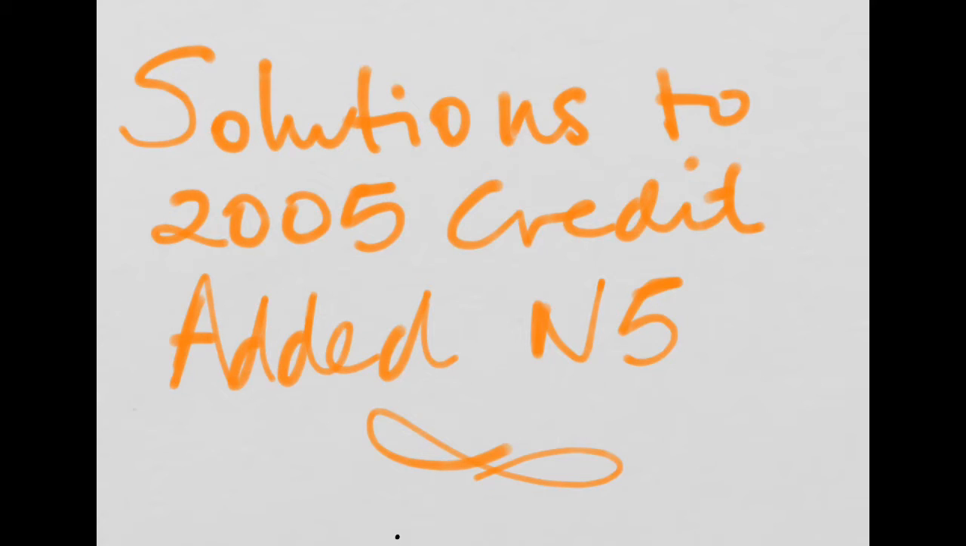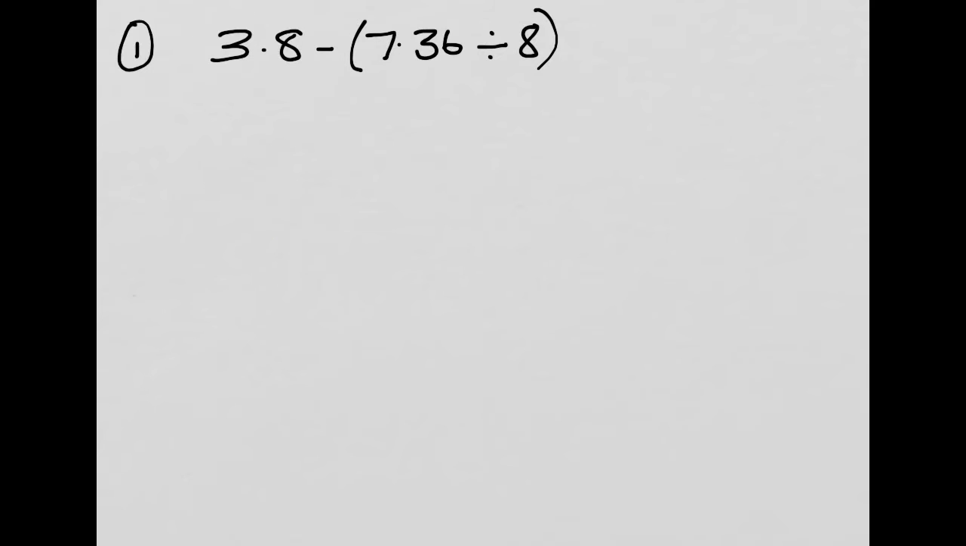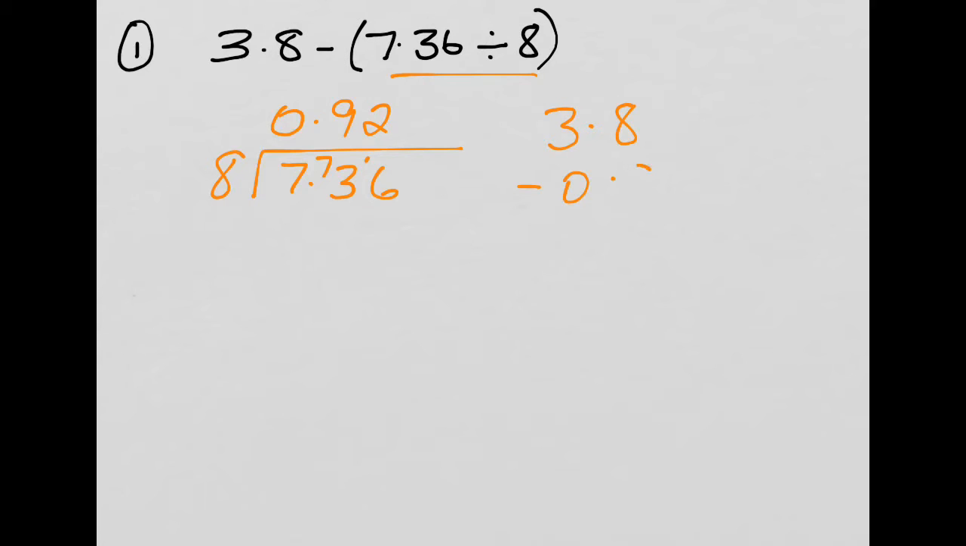Okay, here's the solutions to 2005 with added National 5. First question, seen a few of these now. Do the divide part first of all. So 8 into 7.36: 8 into 7 doesn't go, 8 into 73 goes 9, carry 1, 8 into 16 is 2. So we've got 3.8 minus 0.92, that comes out to be 2.88.